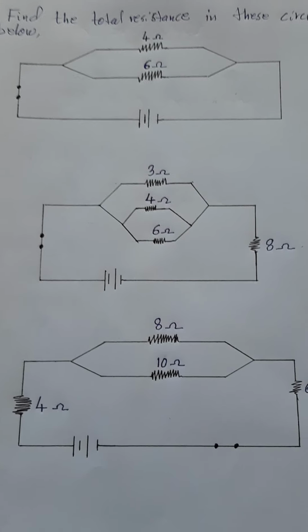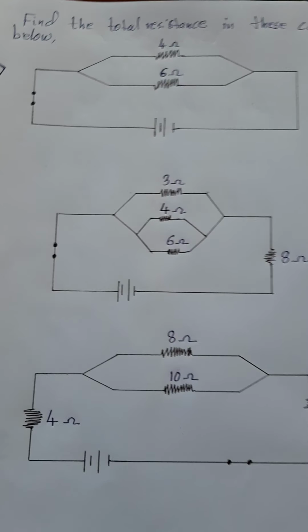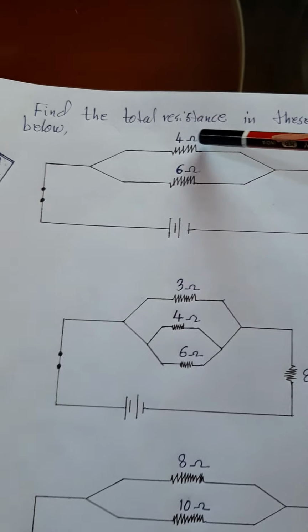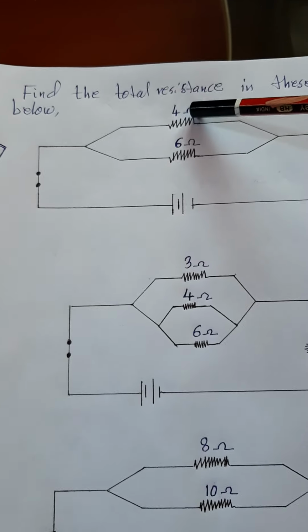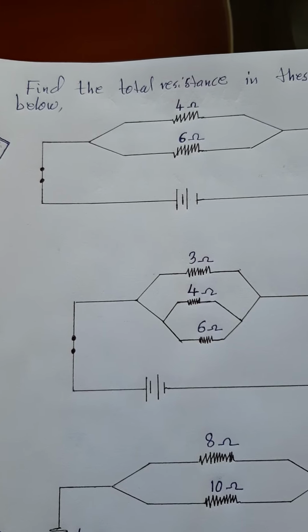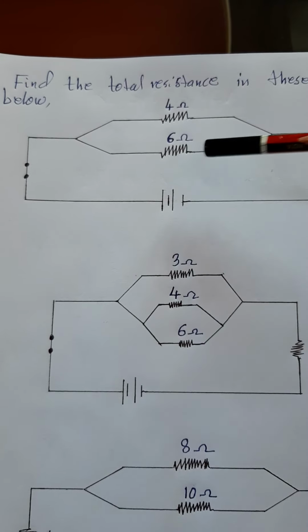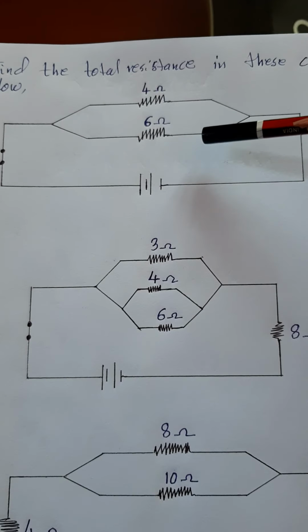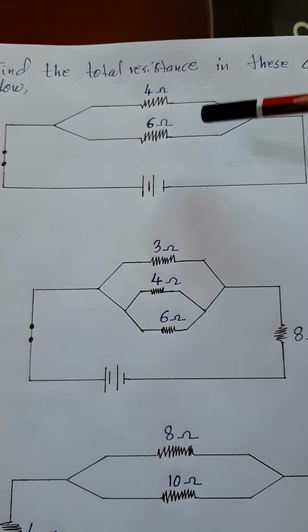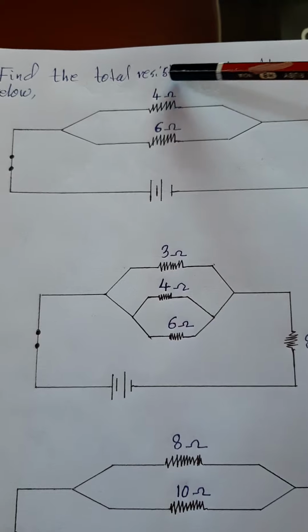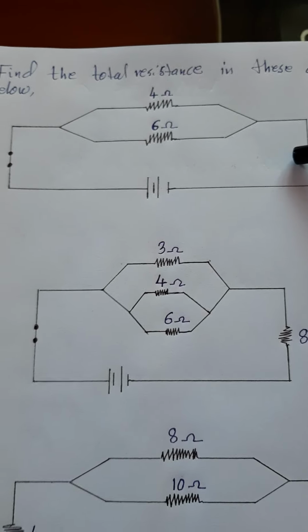Let me read it. In the first question, the first resistance is 4 ohms and the second is 6 ohms, connected in parallel. So we have to use the formula for the total resistance in parallel to find the total resistance of this circuit.